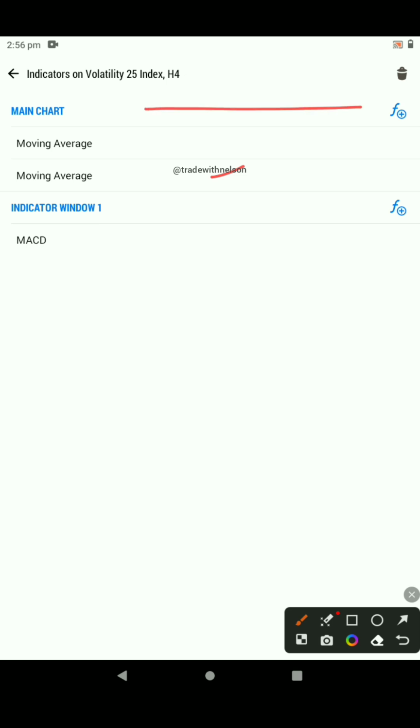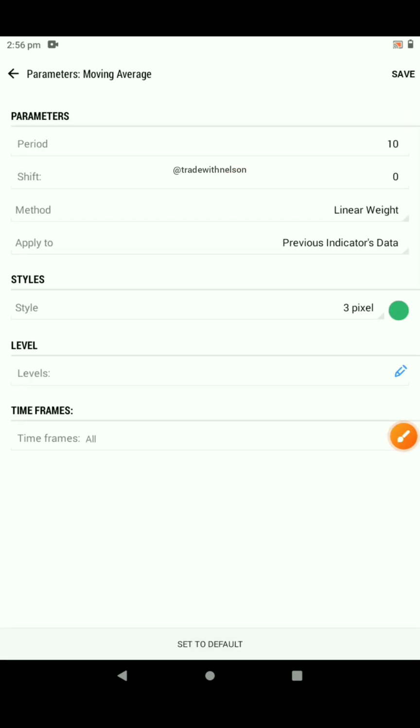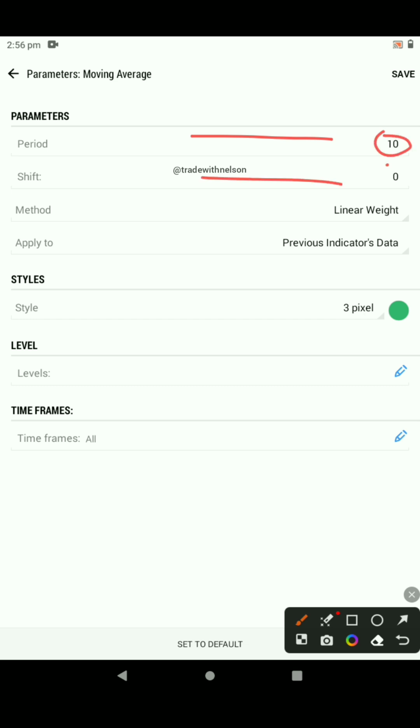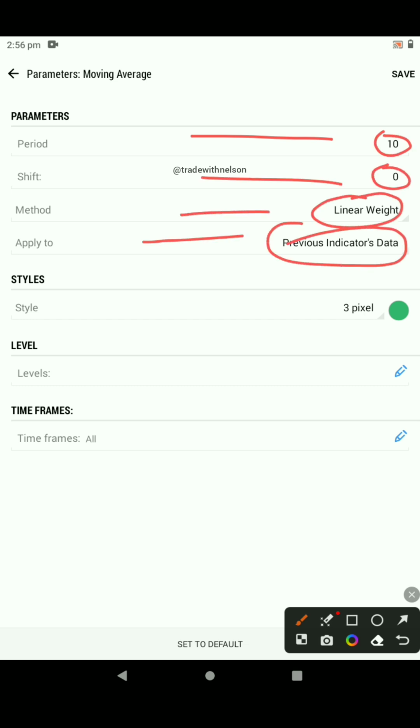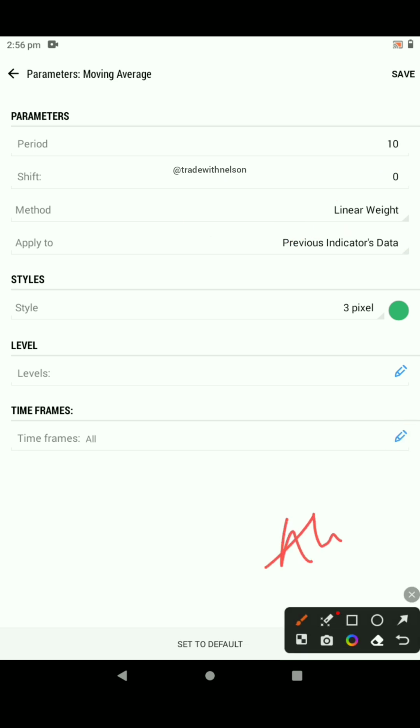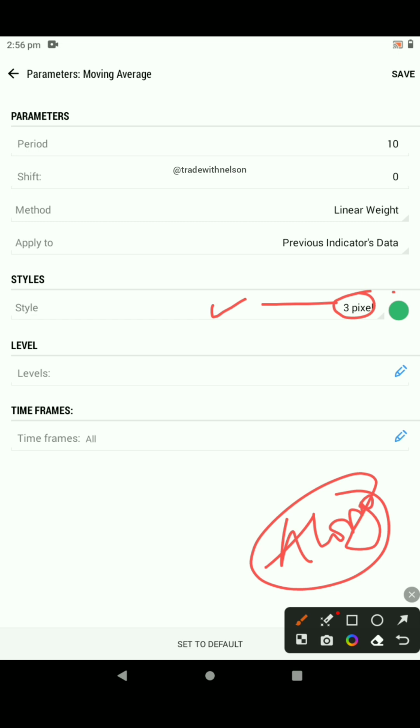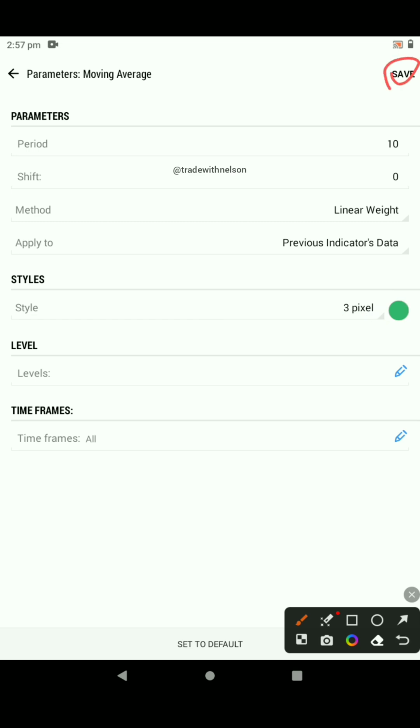For the second moving average, click on the F icon on the main chart again, moving average. Make your period 10, shift 0, method Linear Weighted, apply to previous indicator's data so that it will work along with the previous moving average that we added. Style, make it 3 pixel and select a color of your choice. After that, click on save.